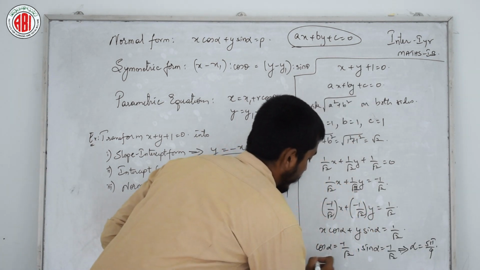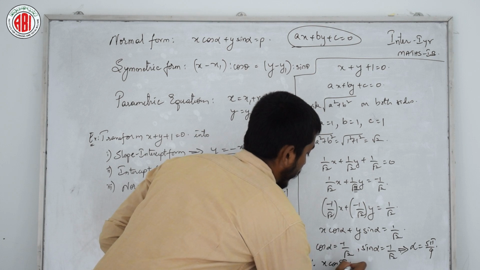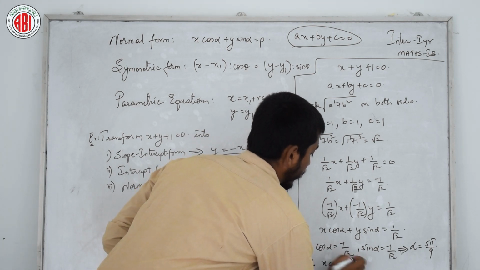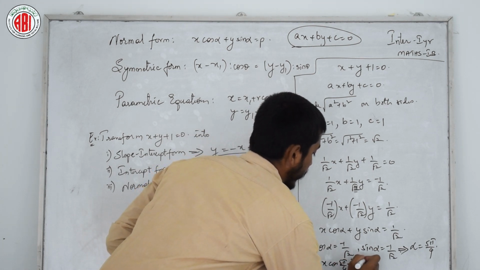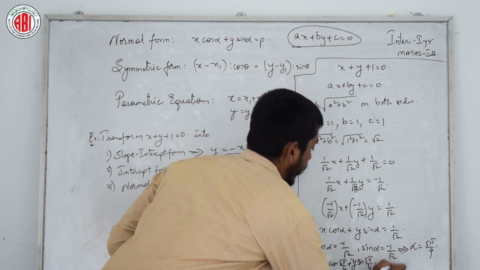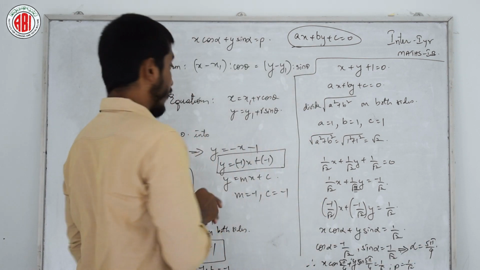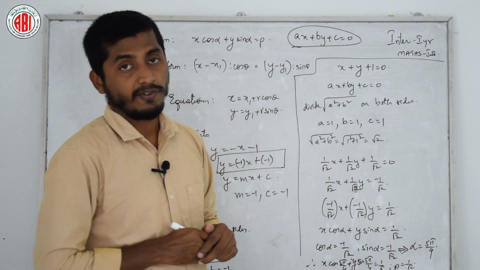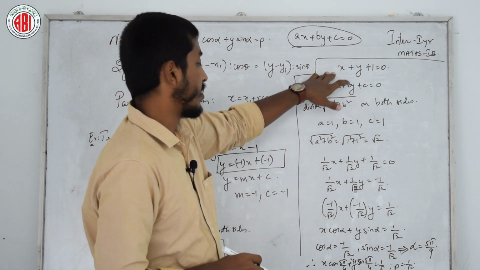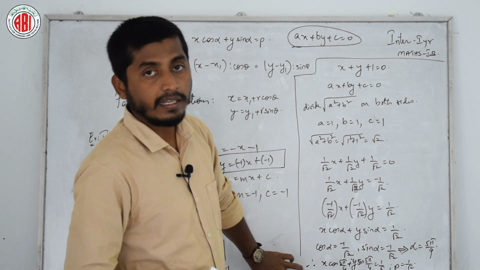Therefore, the equation simply can be written as x cos 5π/4 plus y sin 5π/4 equal to 1 by root 2, where p is 1 by root 2. This is how we solve for transforming a given general equation into the normal form. Is it clear till here?